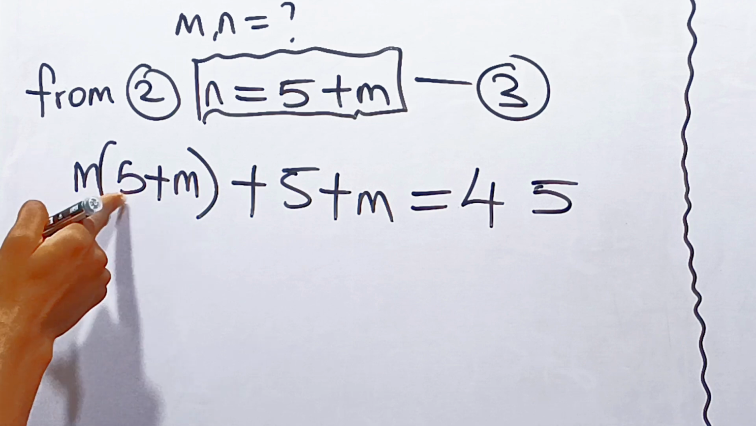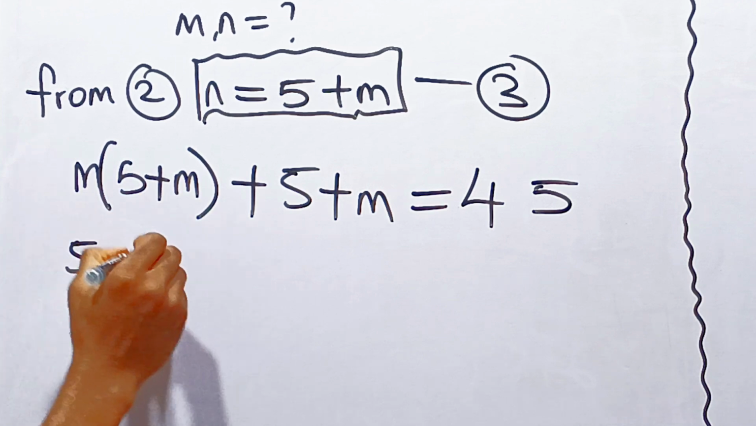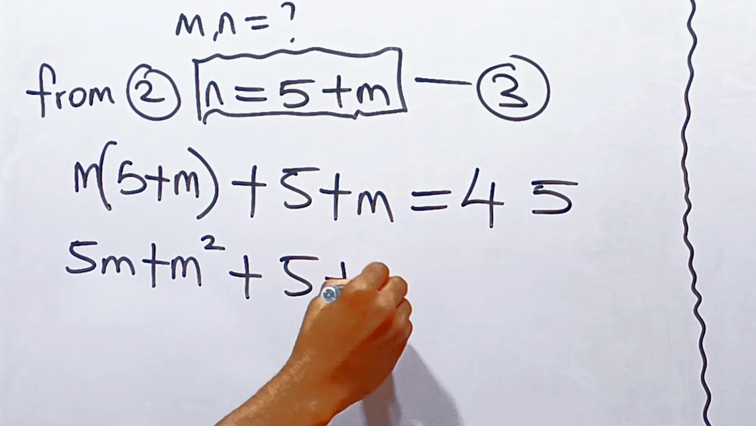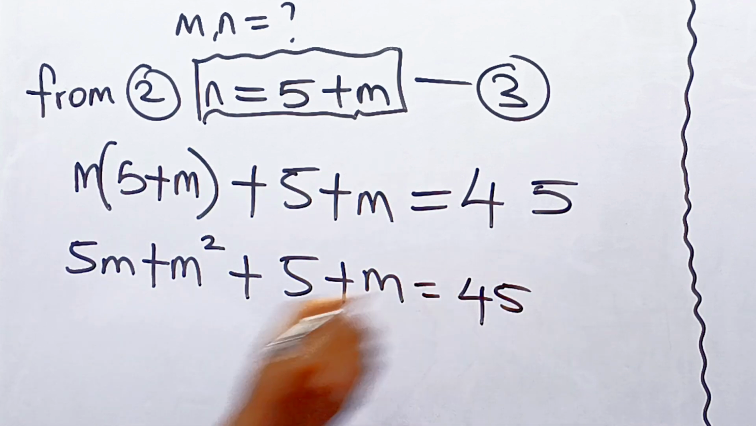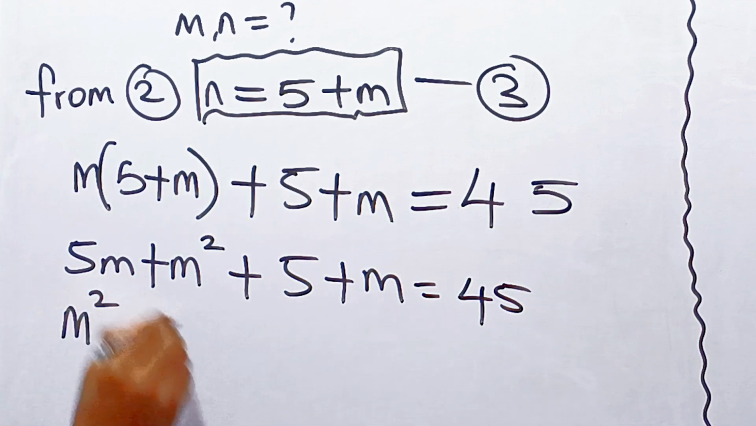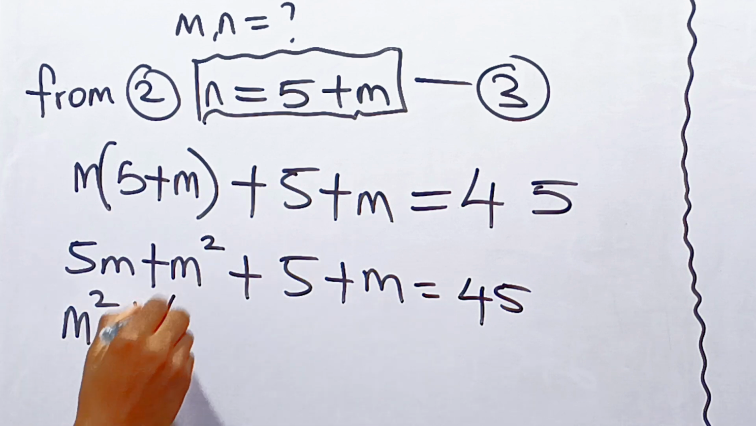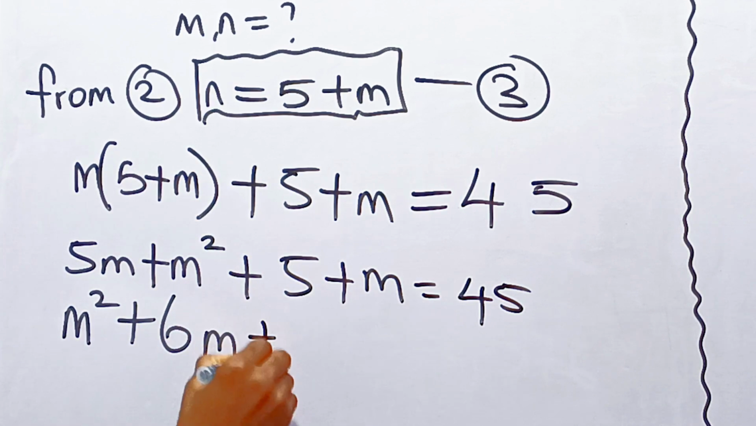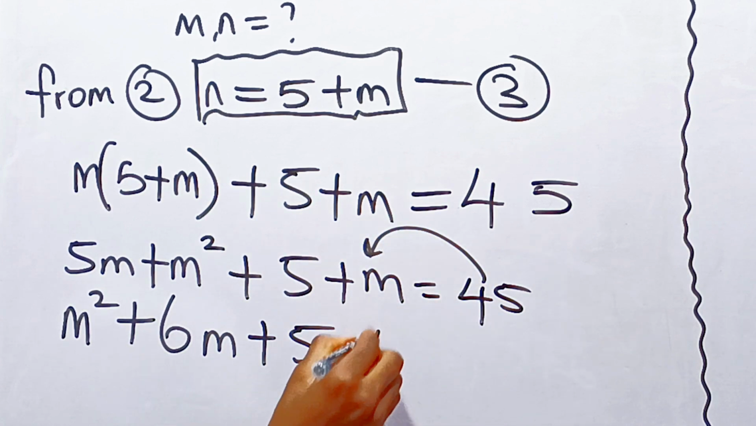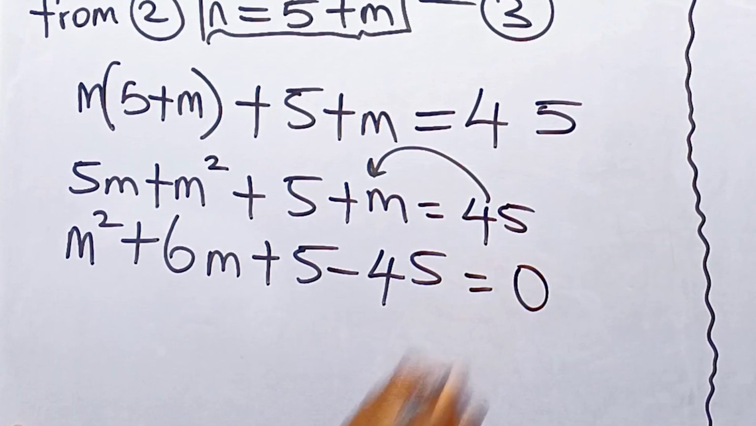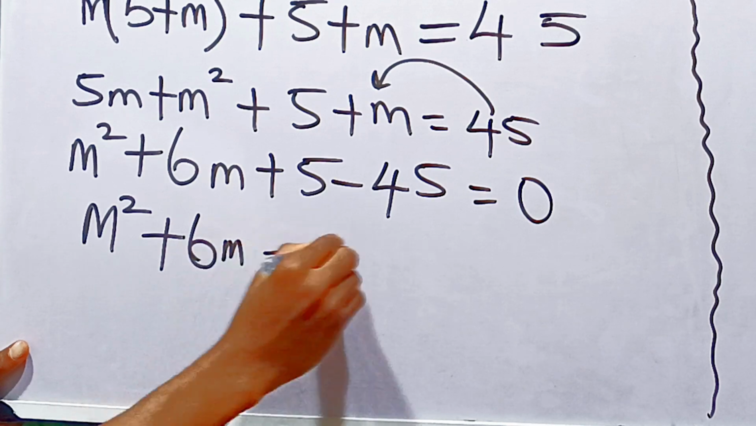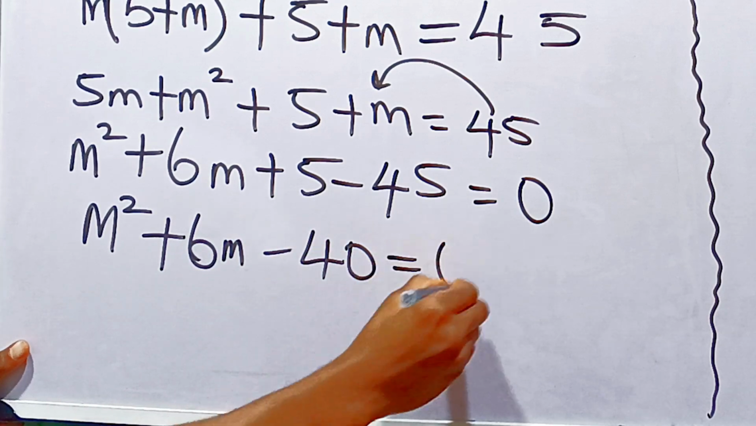Now, m times 5 is 5m. m times m is m squared, plus 5 plus m is equal to 45. Now, we can write this in descending order. The first thing is m squared. We have 5m plus m, which is 6m. We have plus 5, and then 45 coming over here will give us minus 45, equal to 0. Now we have m squared plus 6m minus 40 equal to 0.